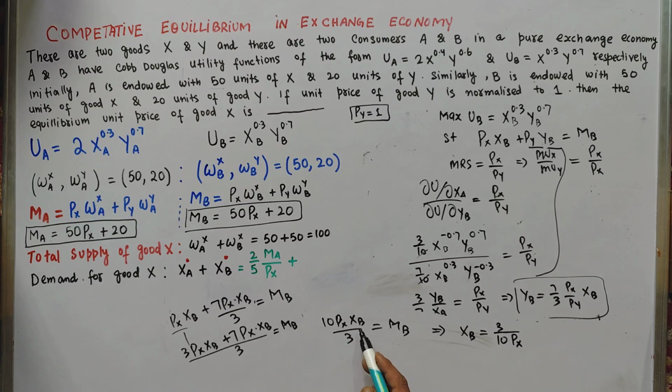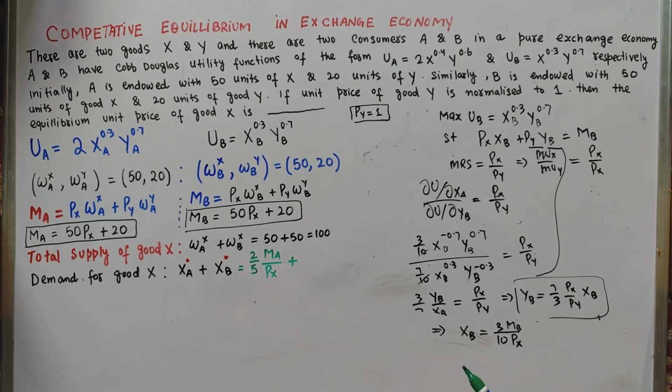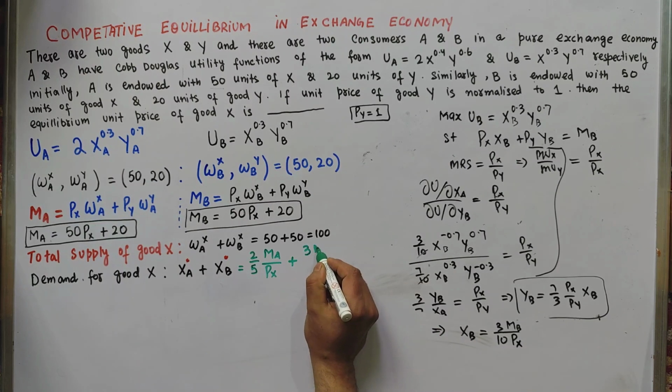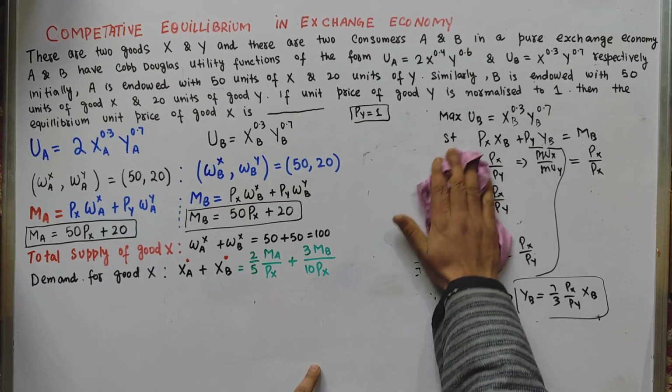And here we have also Mb. I hope I have done it correctly. So what we got is 3 upon 10 Mb upon Px. So what is the demand function for good x by consumer B? That will be equal to 3 Mb upon 10 Px. Okay, now I can rub this out.